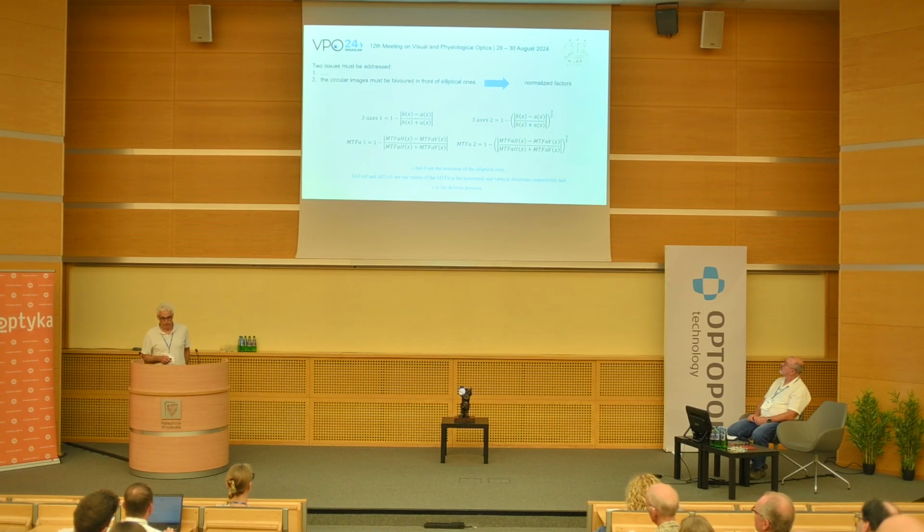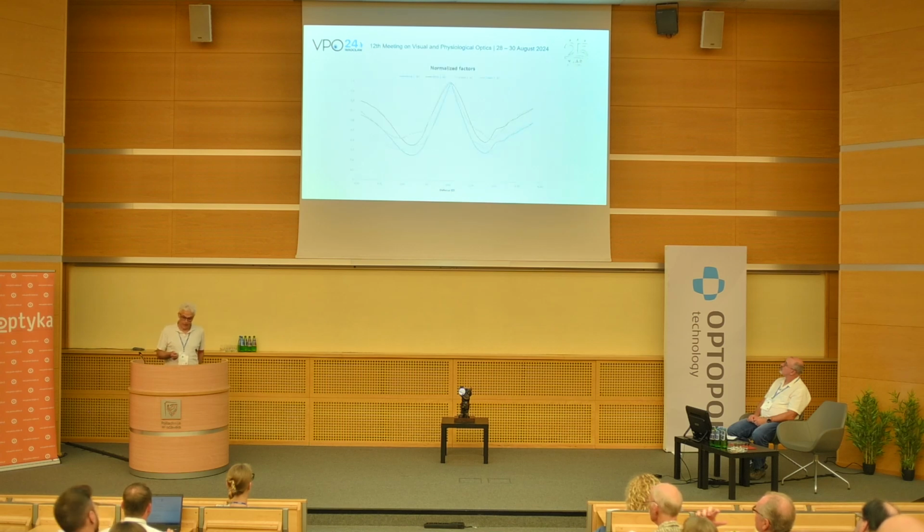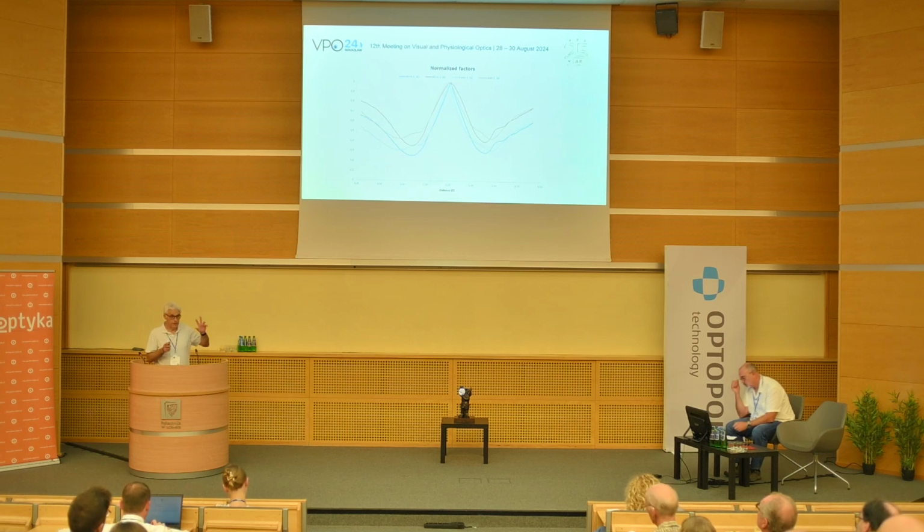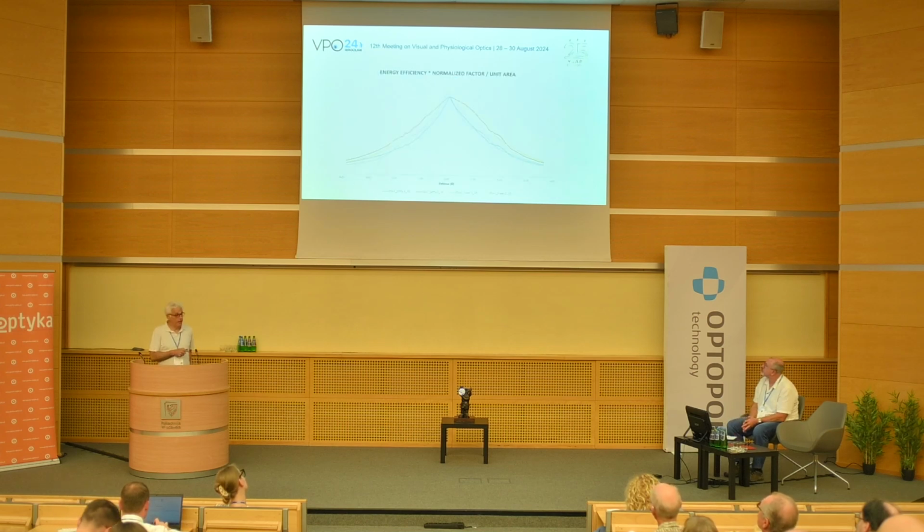Okay, when we use these indicators, the factors have the shape of one in the circle of confusion, and at its minimum, all factors are quite similar in form. And when we multiply it by the energy efficiency divided by the unit area, we have this kind of curves that seem to be better indicators of optical quality.